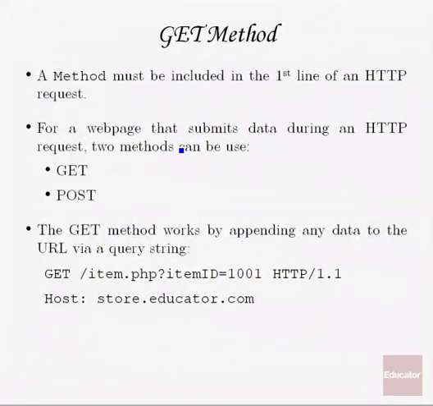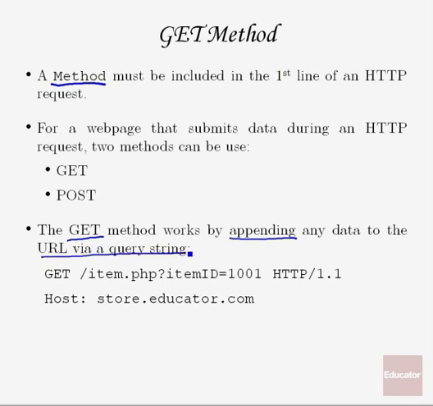So as mentioned, a method must be included in the first line of an HTTP request. And we've already been using the get method for our scripts in our web application, when we go to item.php and we send the item ID, and when we are submitting forms that have our shipping information. And as we learned in the introduction course, the way that works is that any data submitted on a form using the get method gets appended to the URL via a query string.